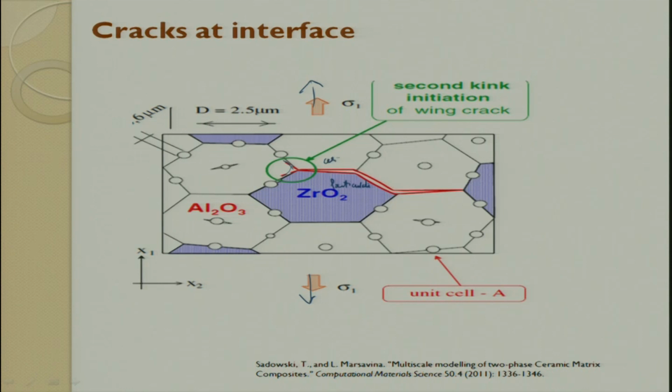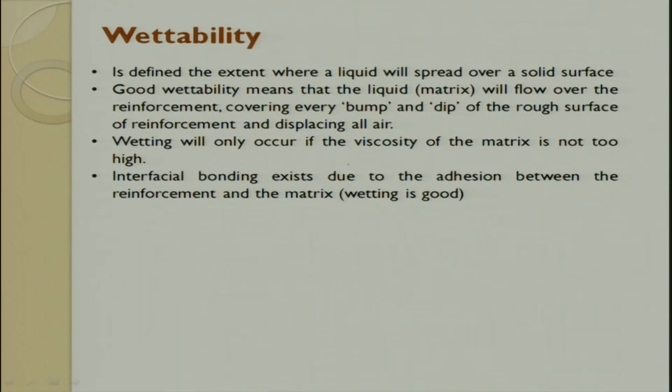The most important property between the ceramic which is used as a particulate and the ceramic which is used as a matrix, for these two to have a very good attachment, we need to look at their wettability property. Wettability property becomes very, very important. Wettability is the property of a liquid spreading over a solid. Good wettability means the liquid matrix will flow over the reinforcement. Here it is already ceramic, so you can't take it to the liquid phase. So, you have to ask how you make this wettability property very good.